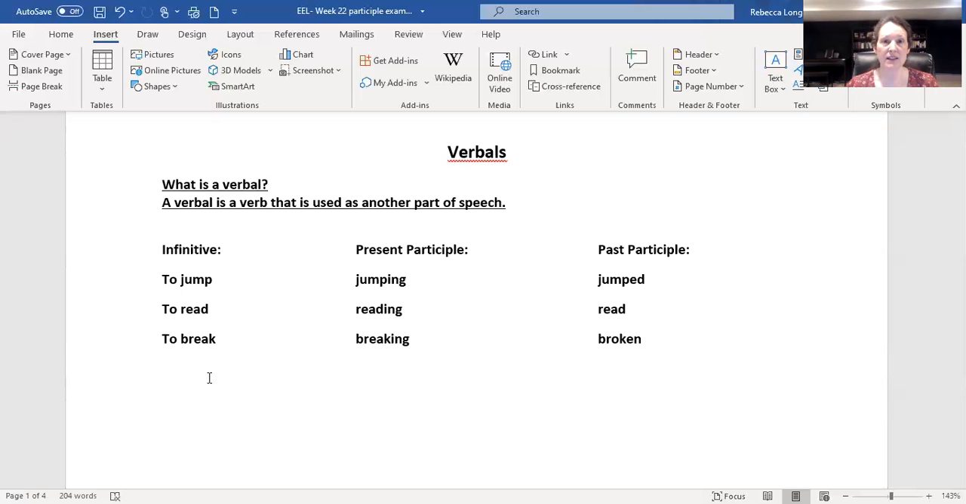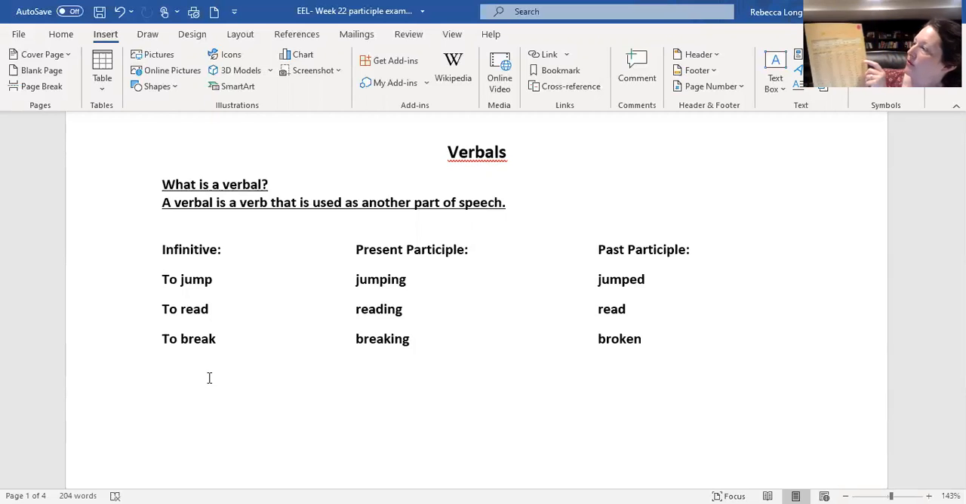When we have an infinitive in a sentence, it often looks like a prepositional phrase because we have that little to there. But when there's a verb following the word to, it is no longer a prepositional phrase. It is an infinitive. So be on the lookout for those: to jump, to read, to break, and all down this list on chart D. You can read some more.